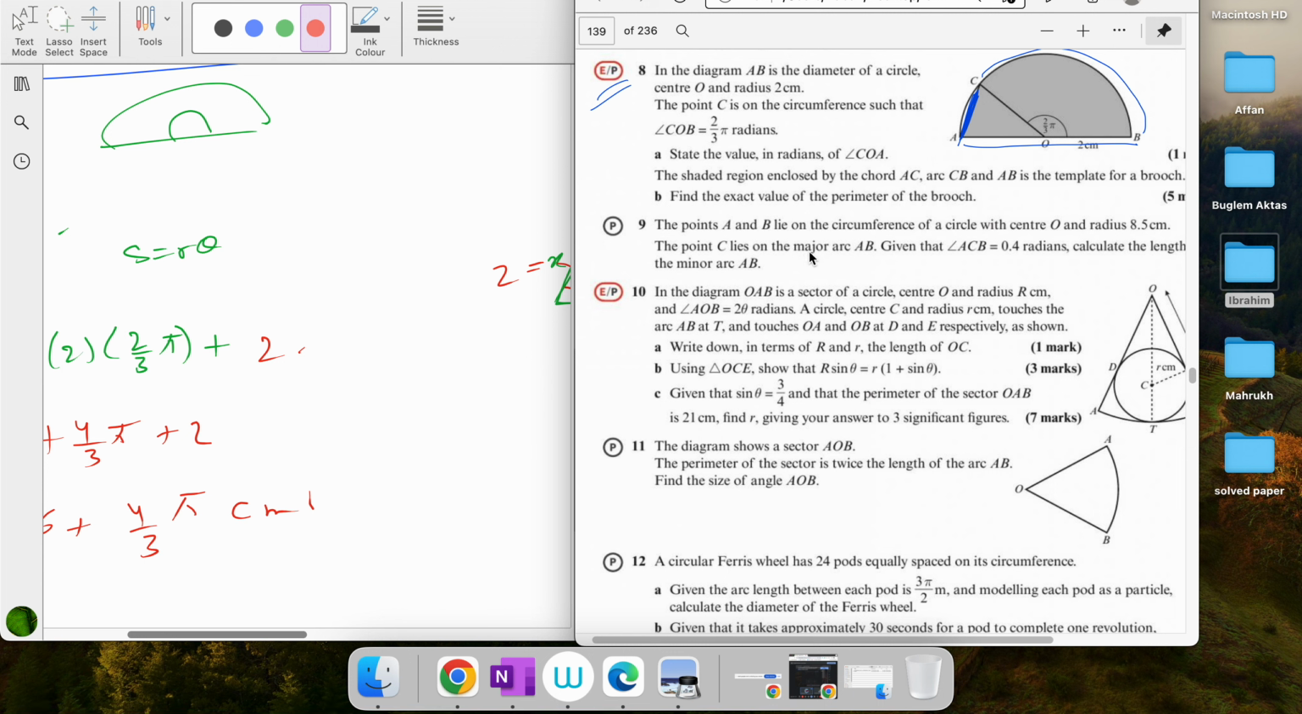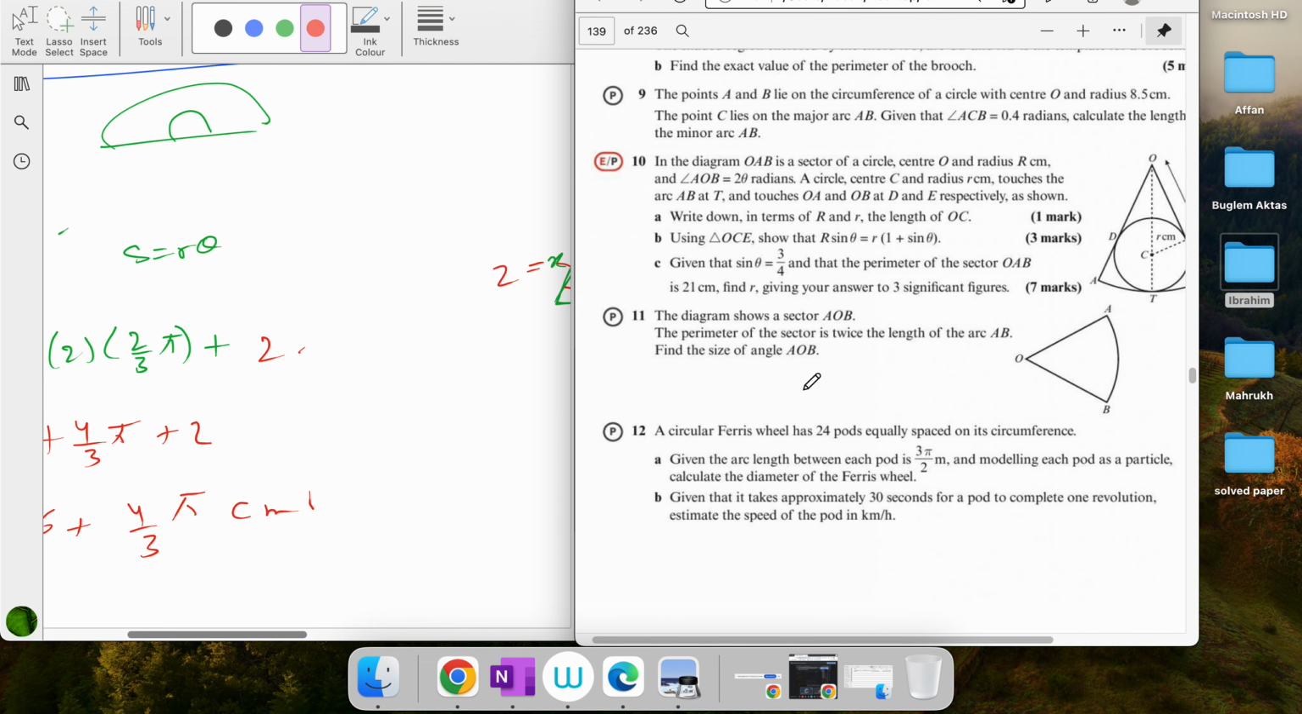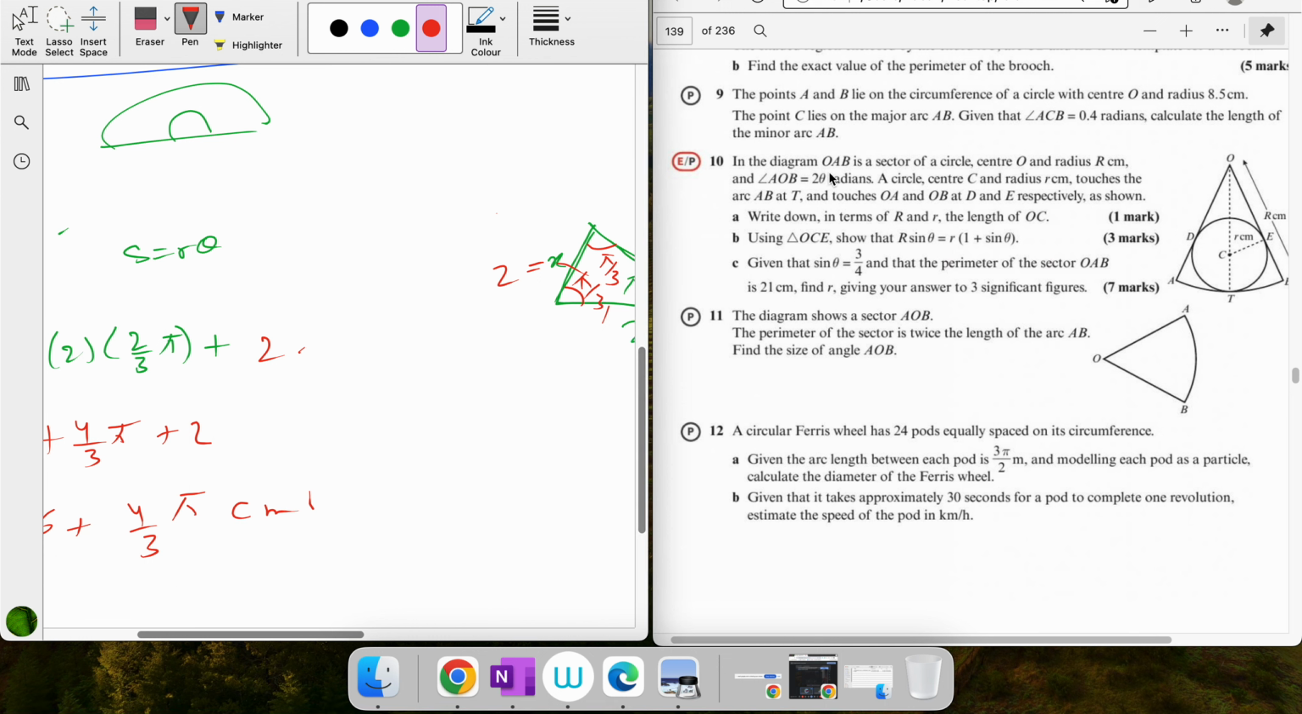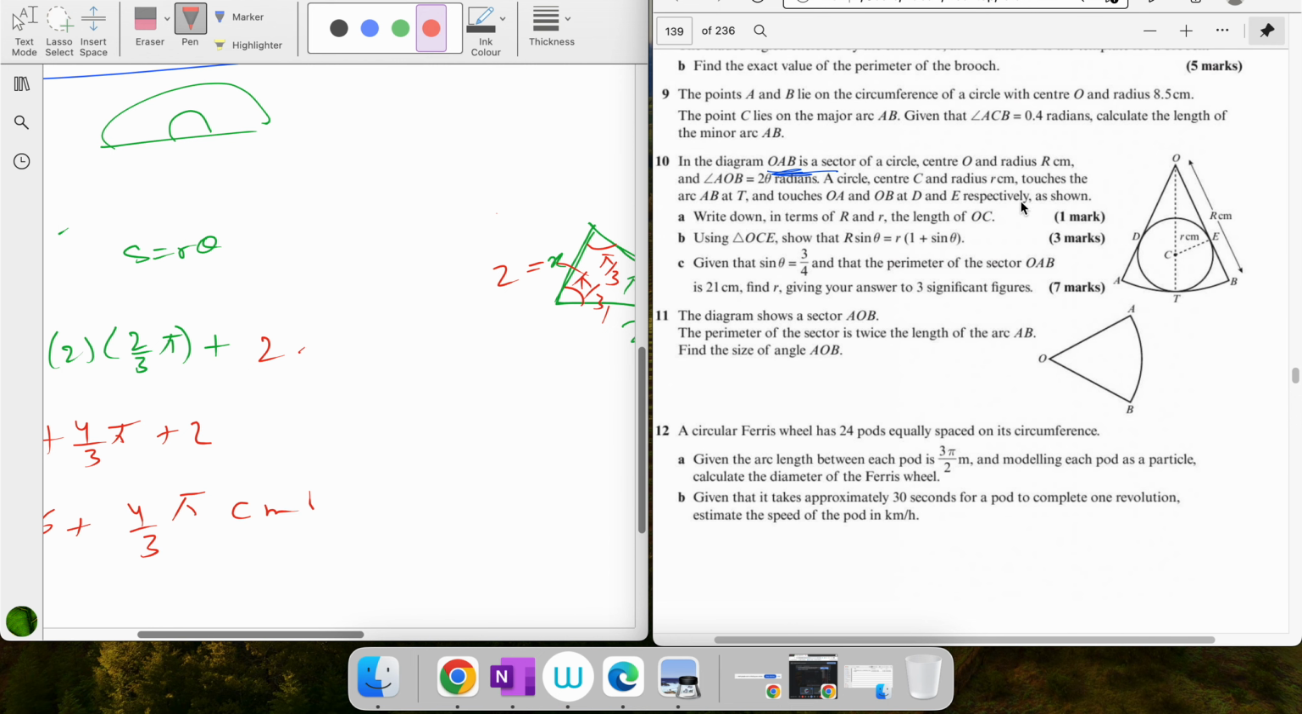Any confusion? Okay, question number 10. Question 10 says, in the diagram, OAB is a sector of a circle, center O and radius capital R, and AOB is 2 theta. This complete angle is labeled as 2 theta radians. A circle, center C and radius small r, touches the arc AB at T, and AB at D and OB at E respectively as shown. Write down in terms of R and r the length of OC.